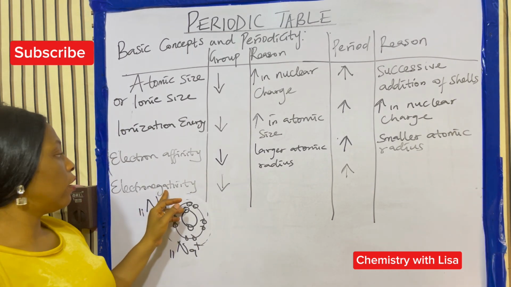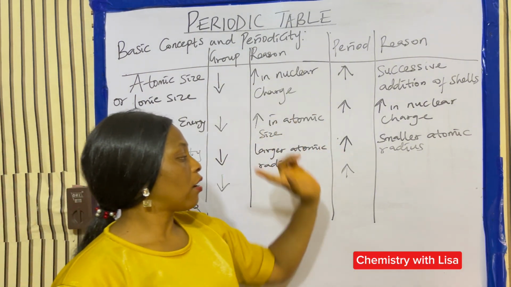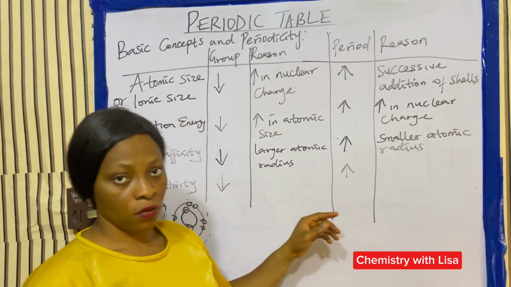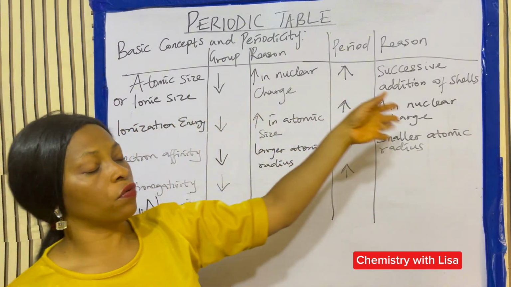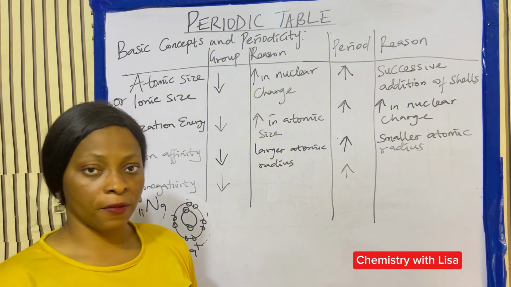So this electronegativity down the group, it decreases, and across the period, it increases. So across the period from group 1 to group 0, it increases, but down the group, it decreases.